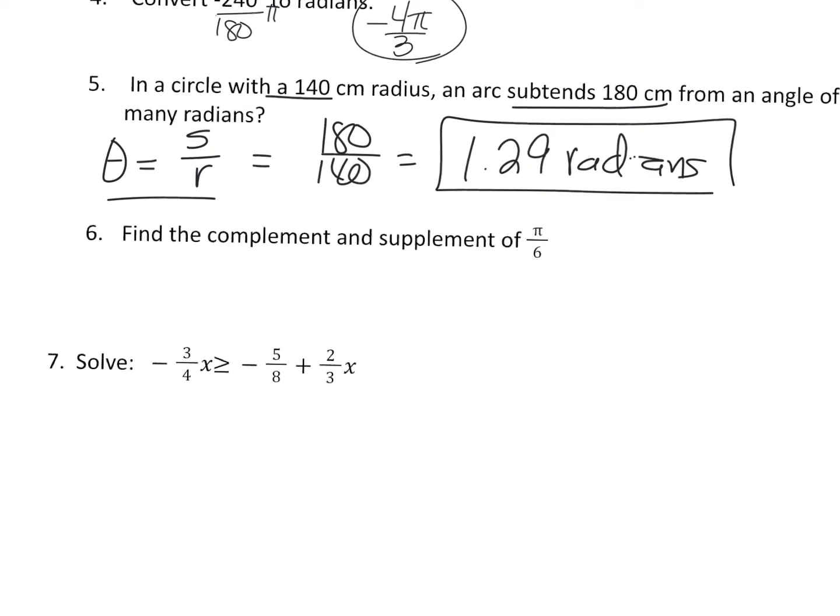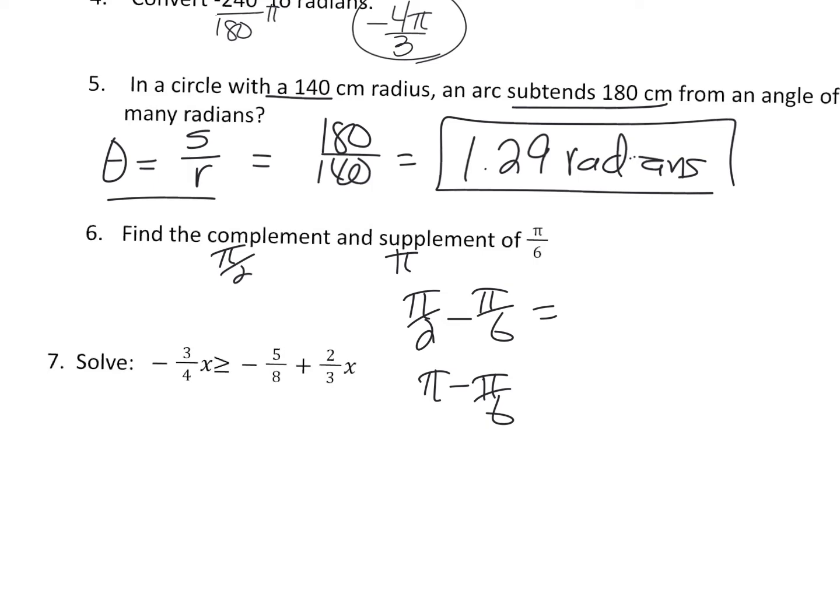Number 6, complement and supplement. Whenever you see the word complement, you need to think 90 degrees or pi over 2, which is the same thing as 90. Supplement is 180 degrees or pi, which is the same thing as 180. So all you do to find the complement is you do pi over 2 minus pi over 6. And to find the supplement, you do pi minus pi over 6.